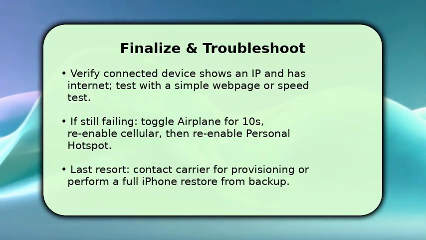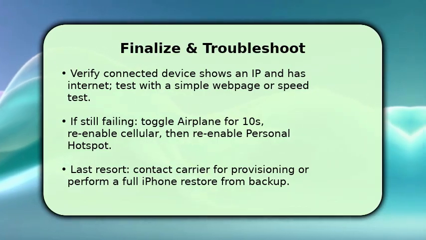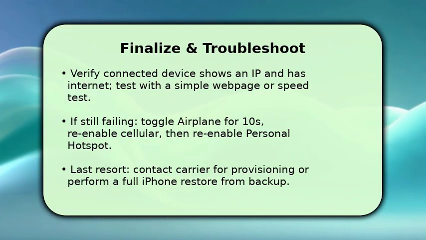If it still fails, toggle airplane mode for 10 seconds and re-enable cellular, then turn Personal Hotspot back on. This forces fresh network registration. Make sure to try USB tethering as a definitive check.